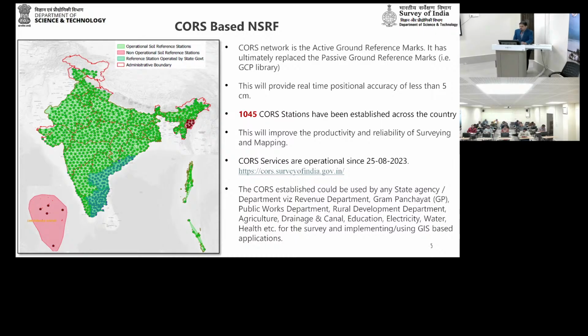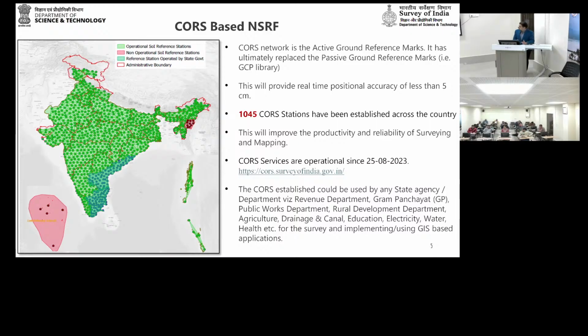All over India, 1,045 CORS stations have been established across the country, and these improve the productivity and reliability of surveying and mapping. CORS services have been operational since 25th August 2023. This is the address of the CORS portal, where you can get all information related to CORS. The CORS can be used by any state agencies like the Department of Revenue, Water Resources, any central government departments, highway authorities, education, electricity, every department where there is a GIS-based application.